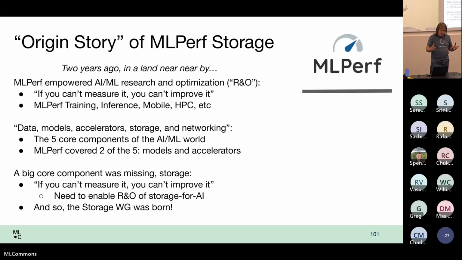So that's sort of the first thing that started, the first impetus for the working group. Data, models, accelerators, storage, and networking, the 5 basic pieces of the ecosystem that make up AI ML. MLPerf at the time that we started really only touched models and accelerators. It's since started to expand deeply into data, but storage was missing. So we were starting to say, okay, figure out what's required. You'll need to see this a couple times. You can't measure it, you can't improve it, so got to measure it.